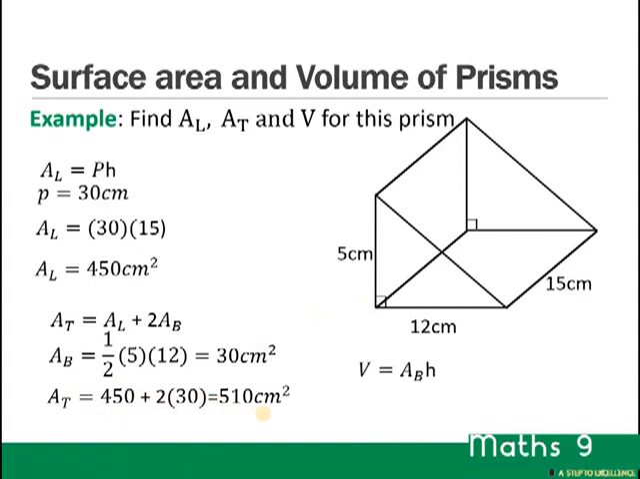The volume is the area of the base multiplied by the height, so 30 for the area of this triangle multiplied by 15, which is 450 centimeters cubed.